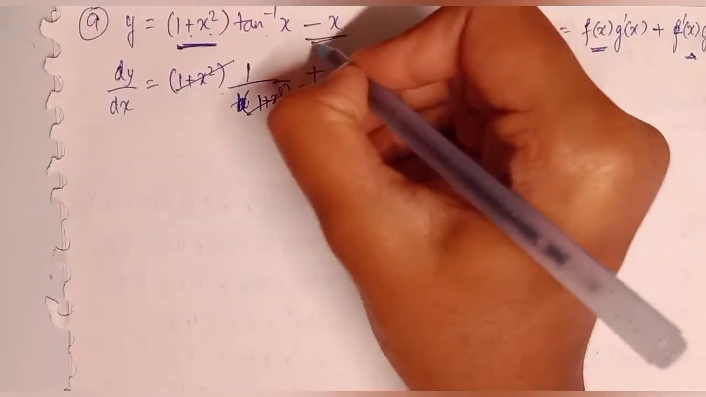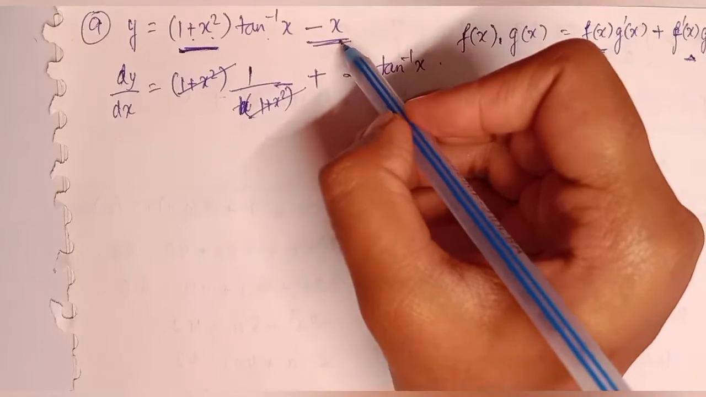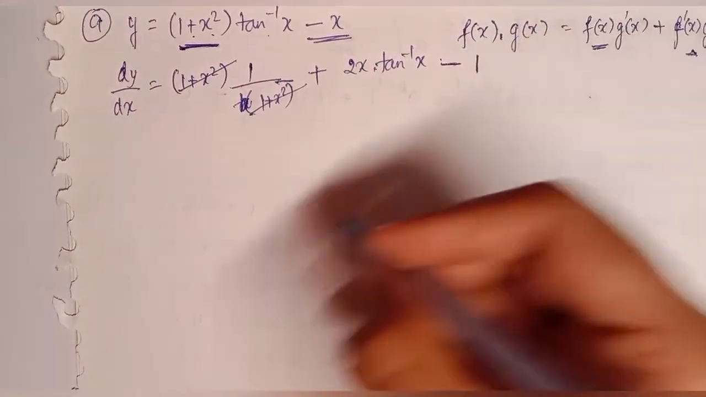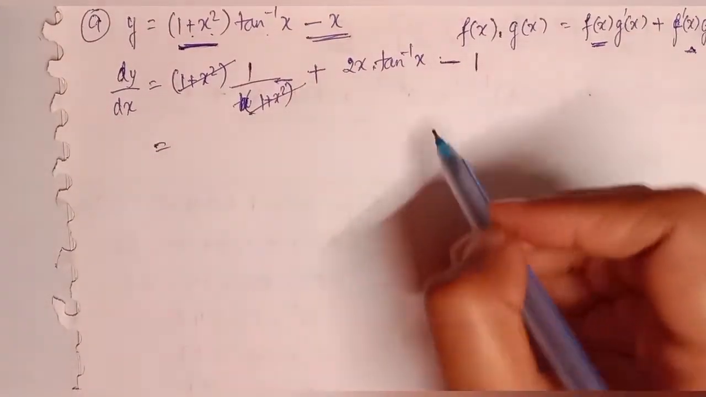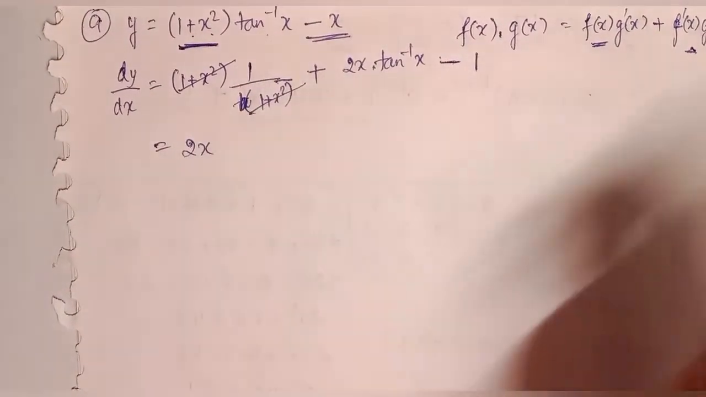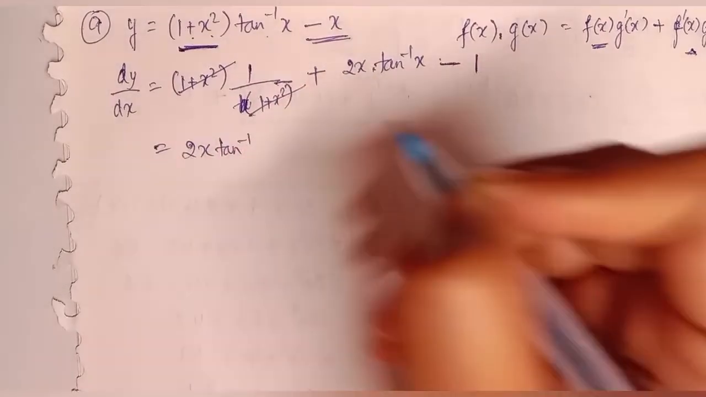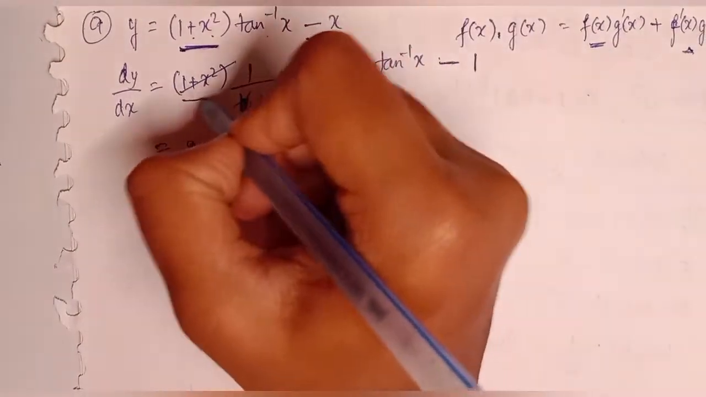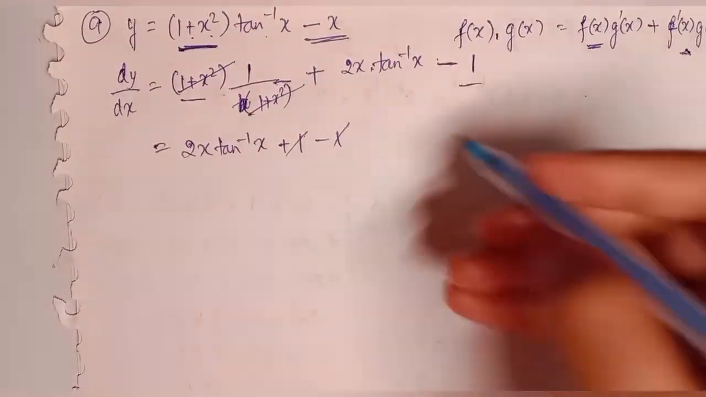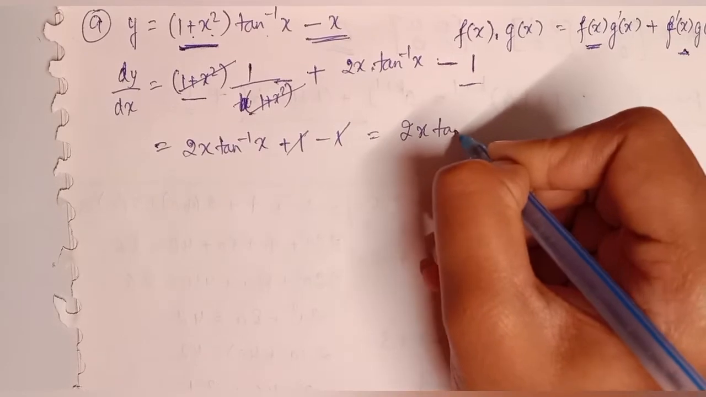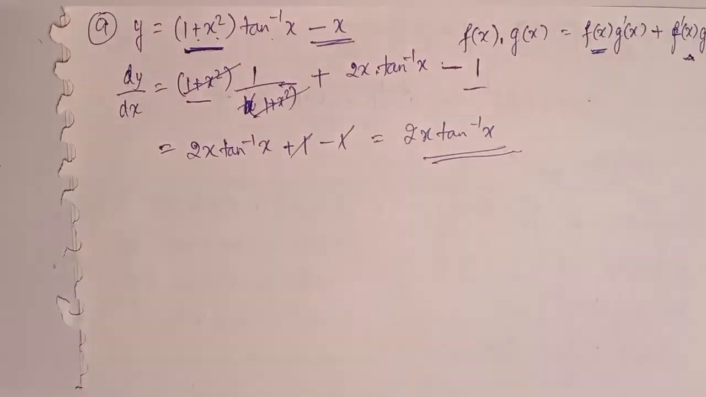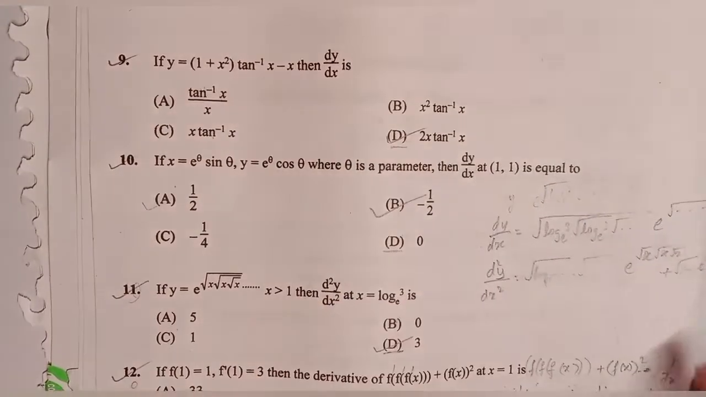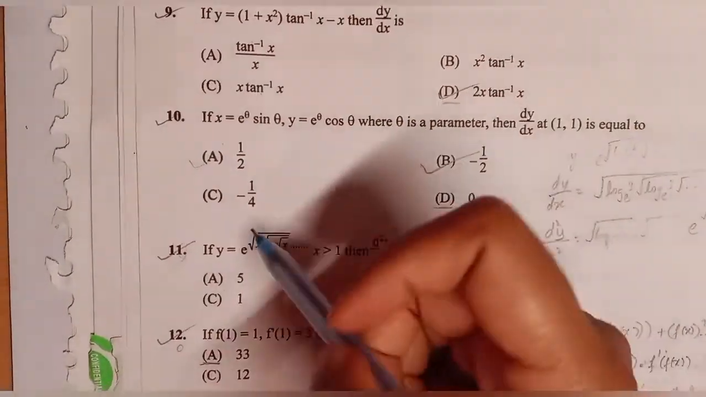Okay, now we differentiate this. Don't forget this at the end then. Minus, the differentiation of x is 1. Okay, this got cancelled. We get 2x tan inverse x plus 1 minus 1. Here plus 1, here minus 1. These two get cancelled. We get 2x tan inverse x as the answer. Option D.